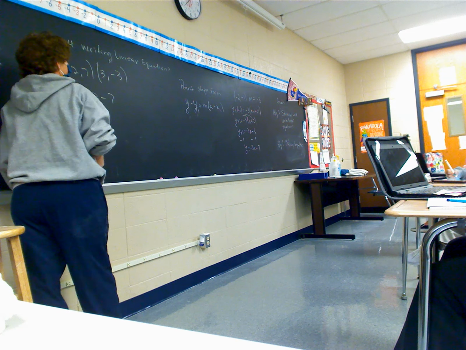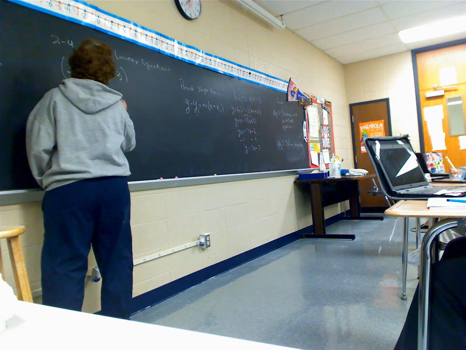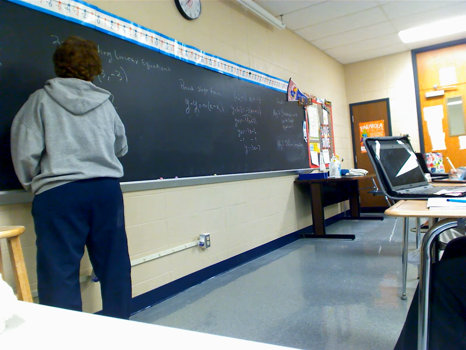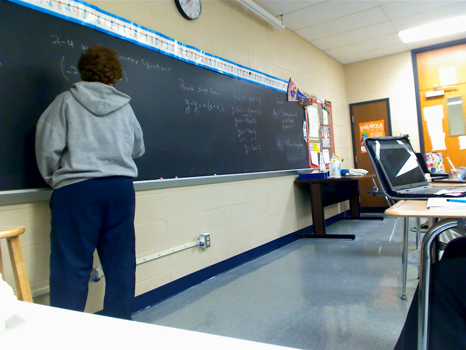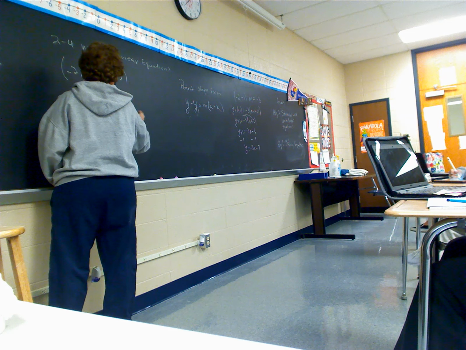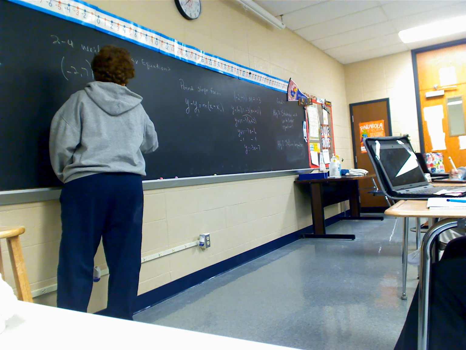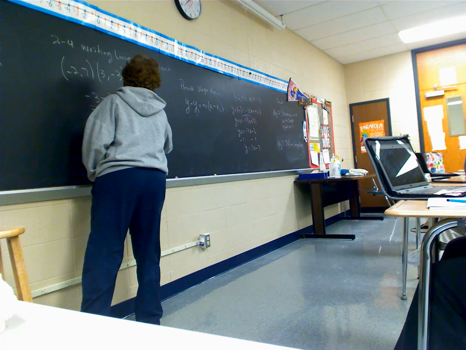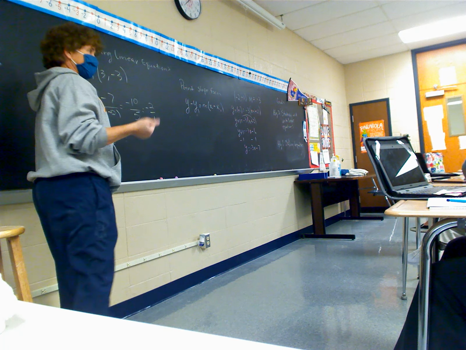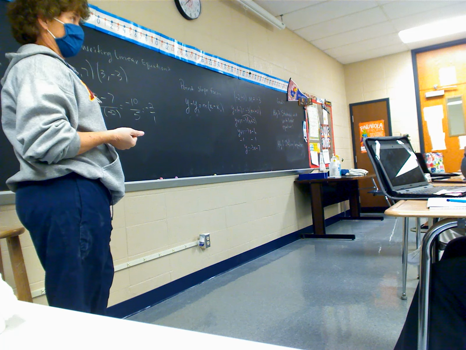My change in y is negative 3 over 7. My change in x, negative 3 minus negative 2. I'm going to end up with negative 10 over 5, which reduces to negative 2 over 1. So there's the slope. Okay?